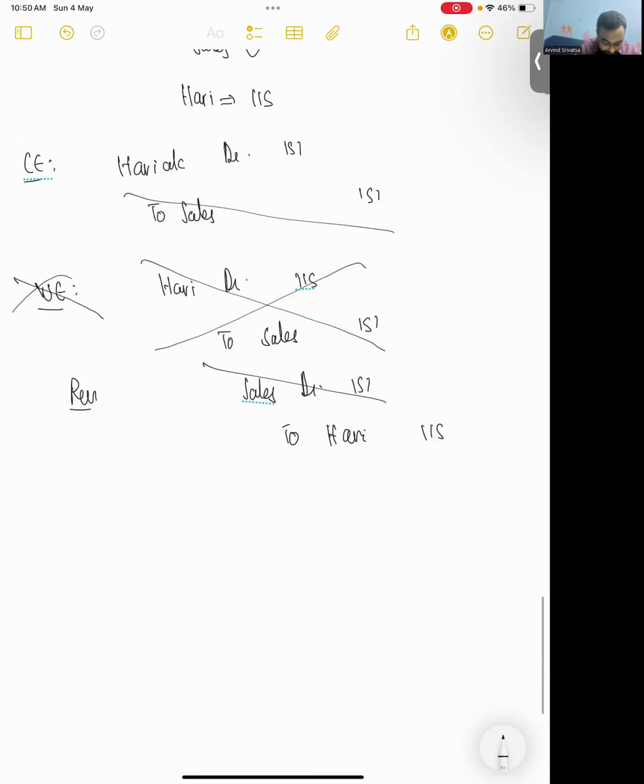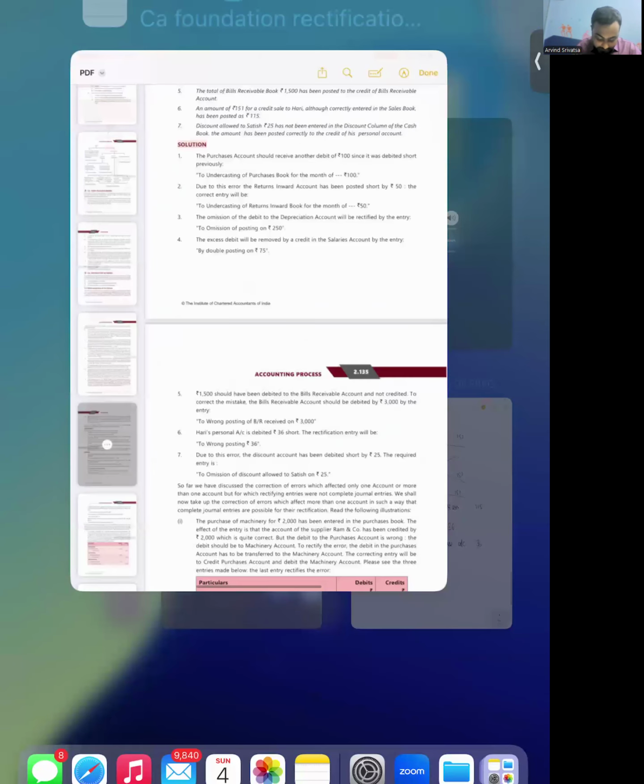Your rectification entry, net impact. In Hari, you have a debit of 36. But what do you have in the credit? You don't have anything in the credit. So your credit is going to go to suspense account 36. Perfect? Yes. Perfect. So what have they said here?